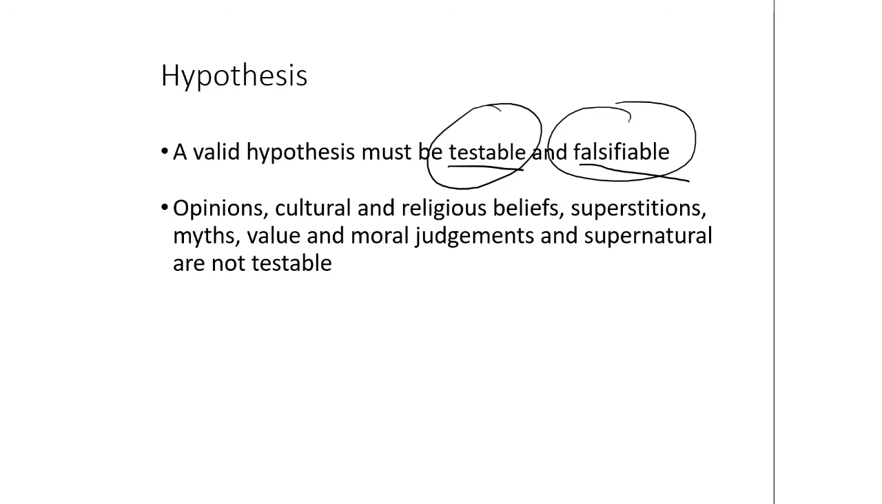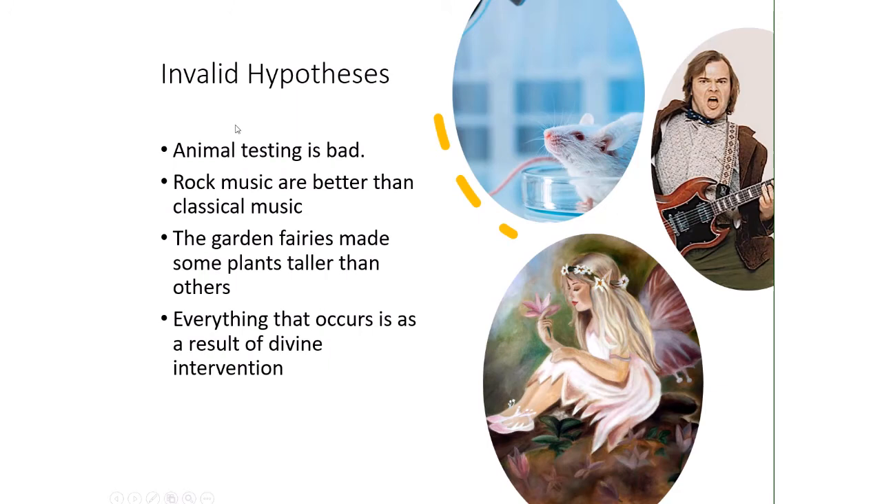Okay, so you cannot come up with a hypothesis that is never wrong, and I'll show you some examples of that. Now, because of these 2 criteria, the hypothesis will not involve things that do not allow us to test, such as opinions, cultural or religious beliefs, superstitions, myths, values, moral judgments, supernaturals. These are not testable things. These are not things that we can do an experiment on and see whether they exist or not. These must not be included in a hypothesis.